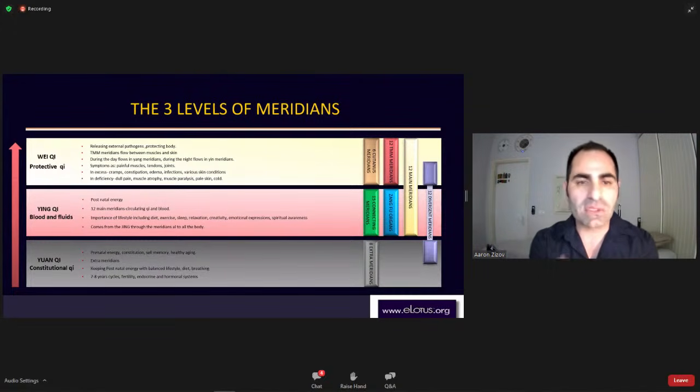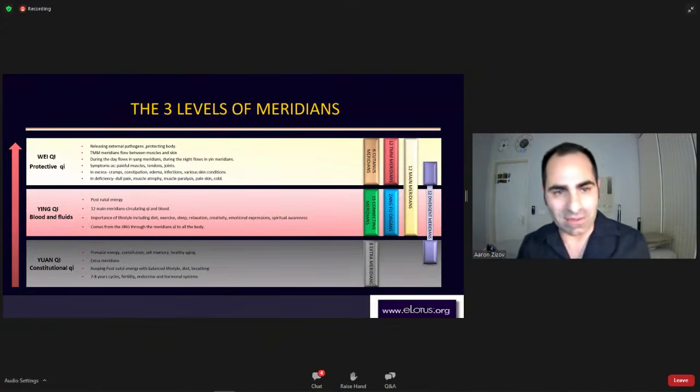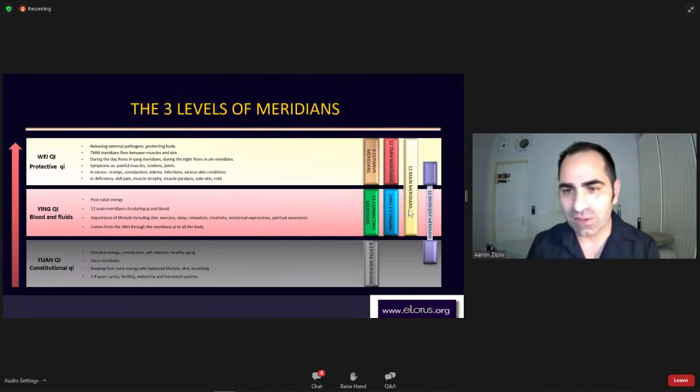If I want to work on constitutional energy, I will start working with the 8 extra meridians. Or if it's things connected to aging, I work a lot with cosmetic acupuncture. So when we want to get to the deepest level of cell memory and healthy aging, I will start using these extra meridians. If I want to work on the postnatal energy, I will work on the Yin Qi, again with the different meridians that I can use here.